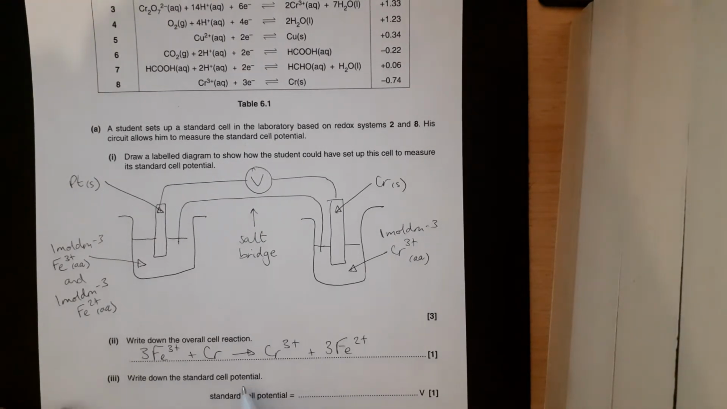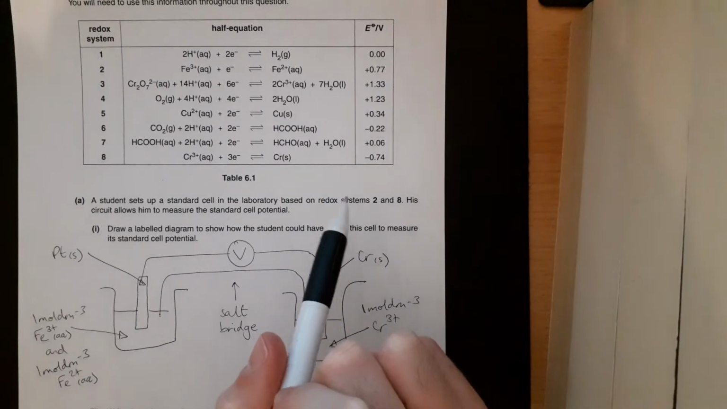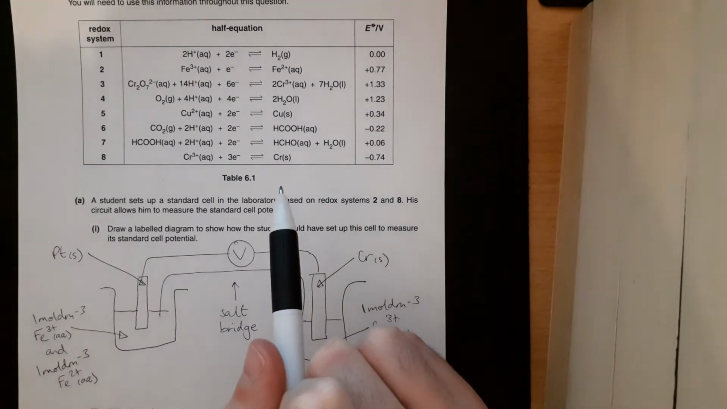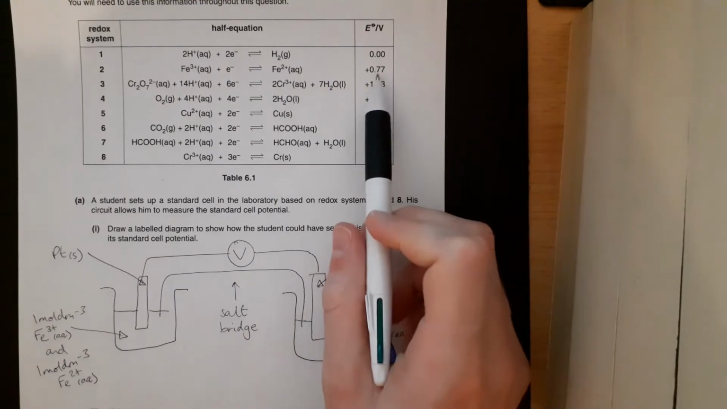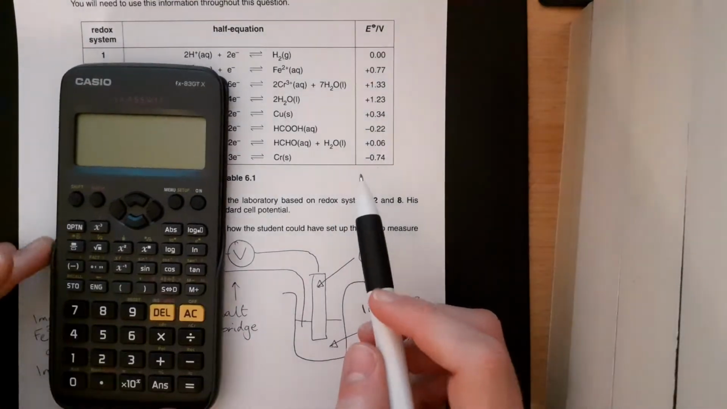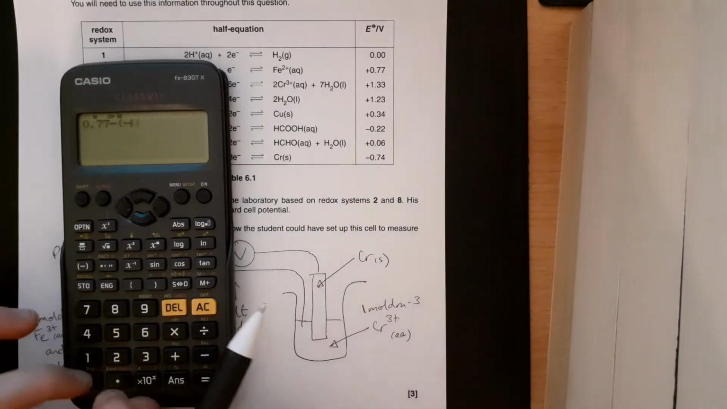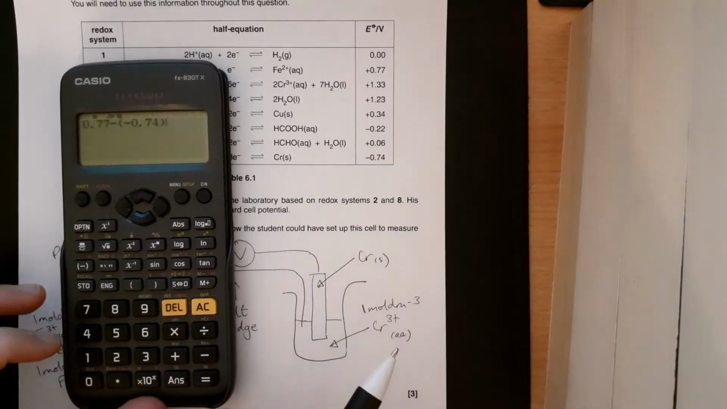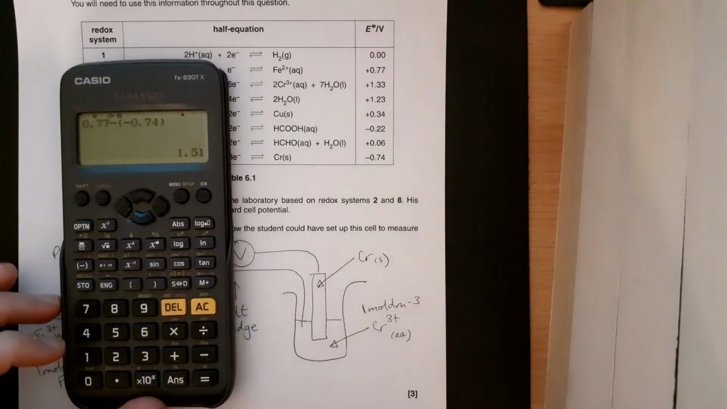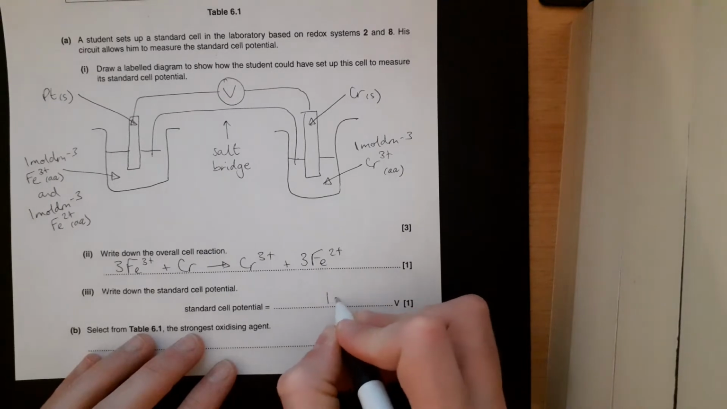What is the standard cell potential? This is straightforward as well. Remember, cell potentials, we just need to take away the electrode potentials from each other, find the difference between them. So we want to do this one, take away this one. Let's work this out. So it's 0.77 minus 0.74. So it's 1.51 volts for the cell potential.